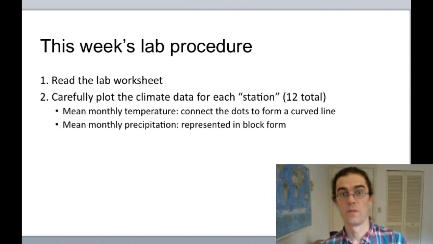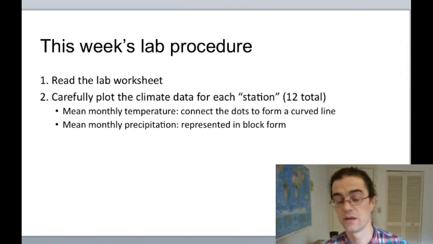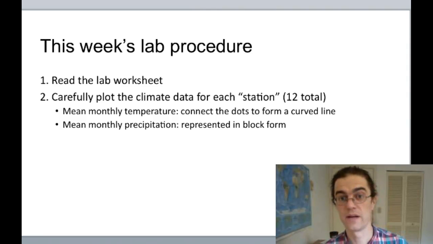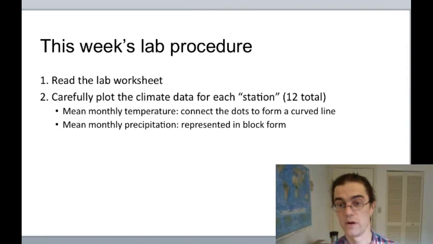And so for this week's lab procedure, please start off by reading through the lab worksheet completely. It will give you a lot more clarity, if you haven't already read it, to read through the full thing first before just trying to pick off one section at a time. Then we want to carefully plot the climate data for each station, each place. You'll see there are various associated files with this module, and go ahead and download those. A lot of them are embedded. In fact, each of them are embedded within the worksheet as well.